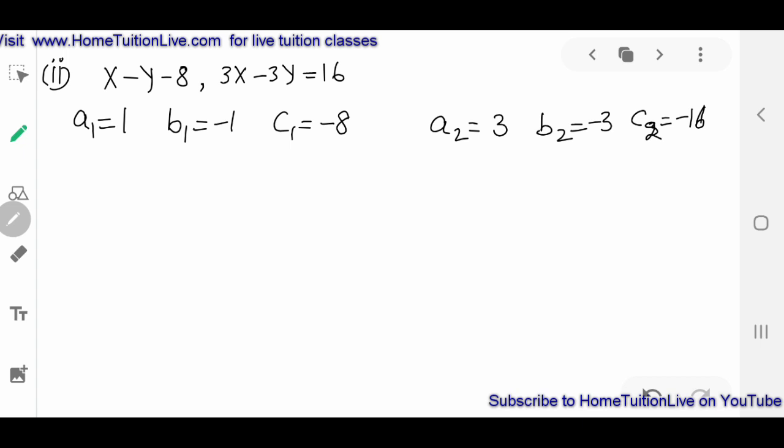Okay, now what do we have to do? We have to check whether the linear equations are consistent or inconsistent. If consistent, then we have to obtain the solution graphically.